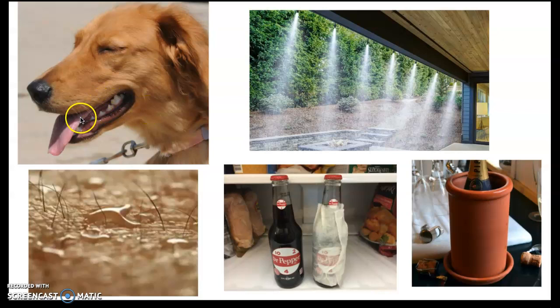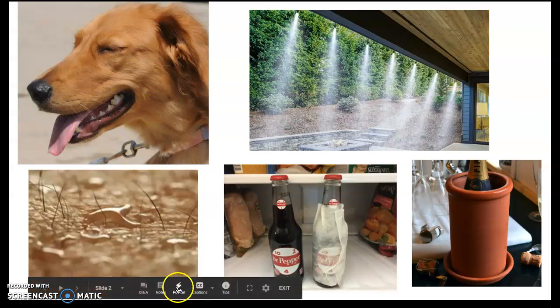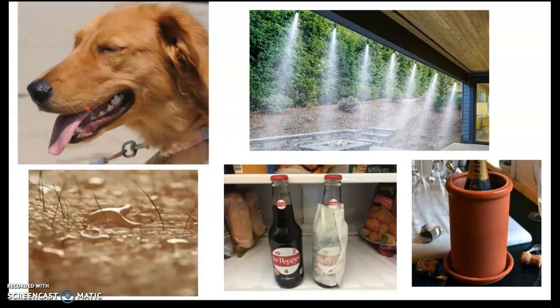For instance, with the dog's tongue, the latent heat energy is taken from the blood of the dog to cool the dog down, because dogs don't have sweat glands. With the sweat on your skin, your body releases the liquid of sweat through the sweat pores. The liquid evaporates. The change from liquid to vapor is what takes the latent heat energy from the skin and therefore cools you down. Similar with the bottle there, and the same principle here.